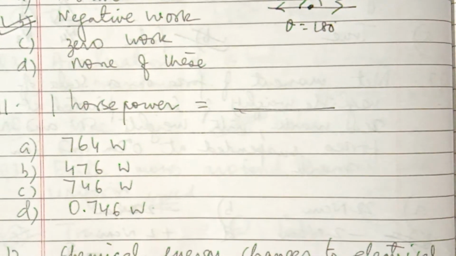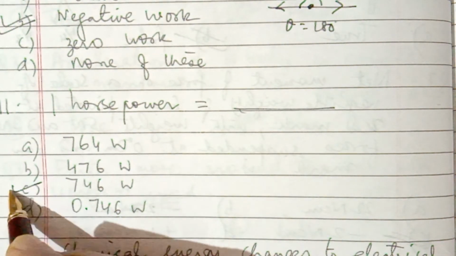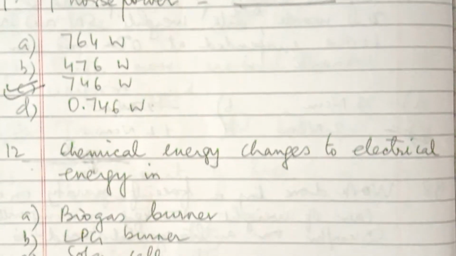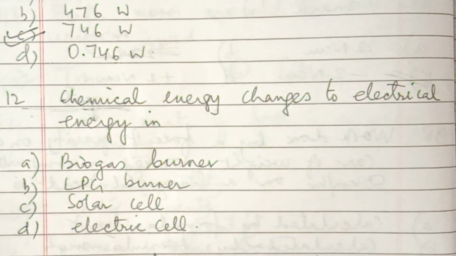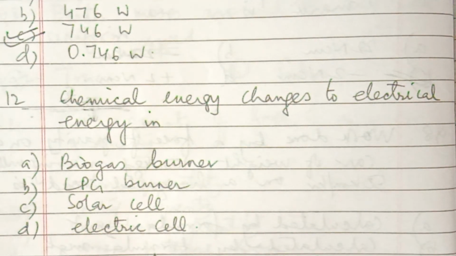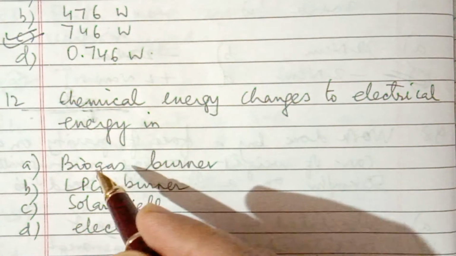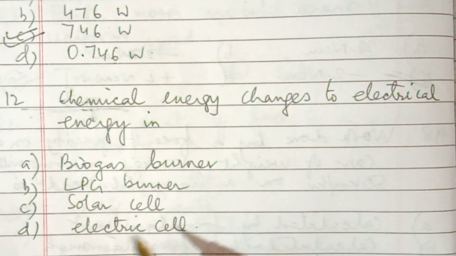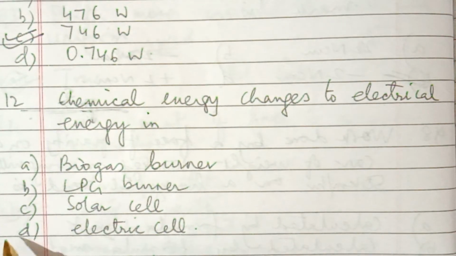Next: 1 horsepower equals 746 watt. This is also a factual question. Chemical energy changes to electrical energy in biogas burner, LPG burner, solar cell, electrical cell. So it's electrical cell.